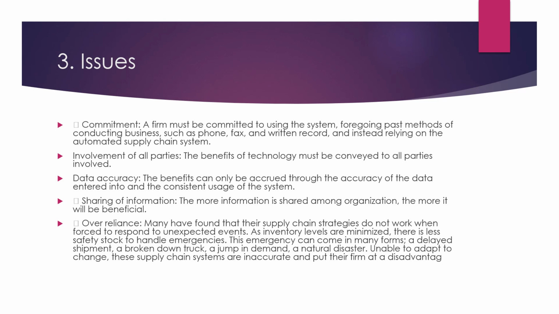Number three would be the issues. For the commitment, a firm must be committed to using the system, going past methods of conducting business such as phone, fax, and written record, and insisting on relying on the automated supply chain system. It involves all the parties. Benefits of technology must be conveyed to all parties involved.